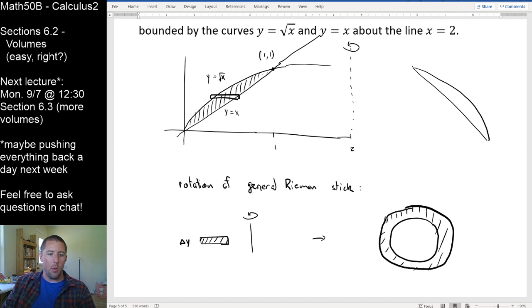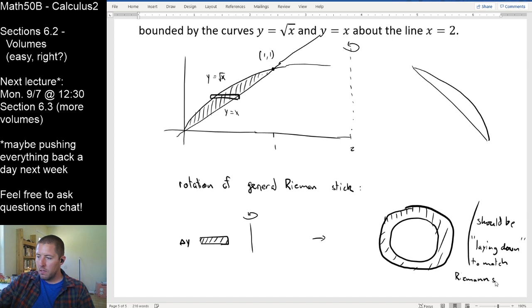This was the circle that we were drawing in the past. This is now a washer because we have spun it around. I do want to say it should be laying down to match the Riemann stick. Does that make sense? So that's a standing up washer right now. Let that washer fall flat onto the table. That's the washer that I was imagining us getting as we rotate around that center spindle here.